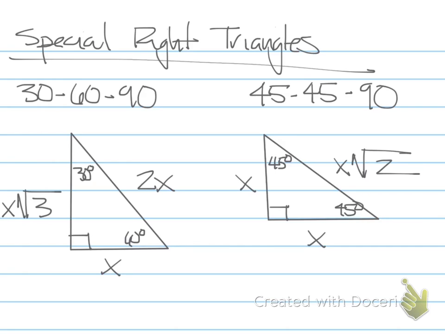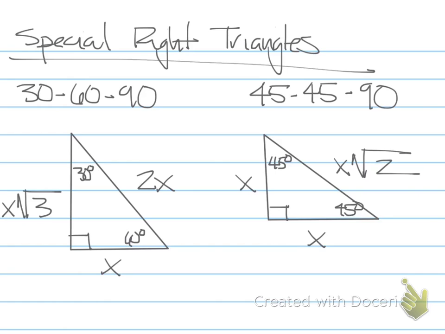If you're going to use the Pythagorean theorem, you need the measure of two sides in order to find the measure of that third side. For these special right triangles, you only need to know the measure of one of the sides in order to find the measure of the other two sides.